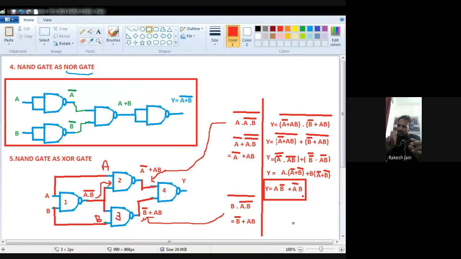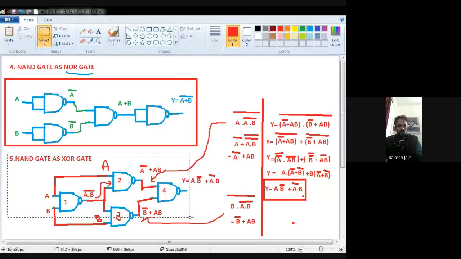Now the last one, now see the last one. The last one is very simple: NAND gate as an XNOR gate. That is very simple, because at this step you found y is equal to A B bar plus A bar B, that is the XOR gate. Now I want to find NAND as an XNOR gate. So I save this file, I just copy it, because it will be used next.